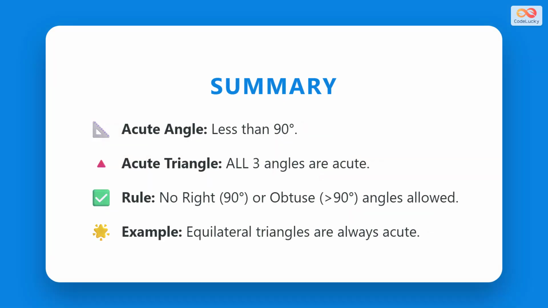To summarize, an acute angle is less than 90 degrees. An acute triangle must have three acute angles. If you see a right angle or a wide obtuse angle, it is not an acute triangle. Remember, think sharp and narrow for all three corners.